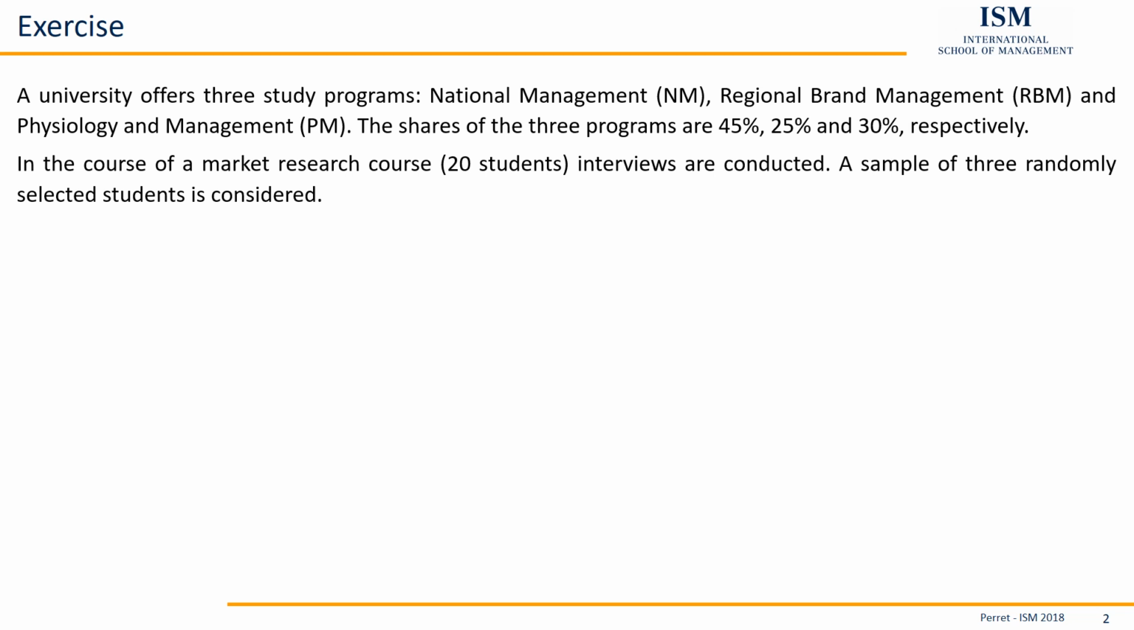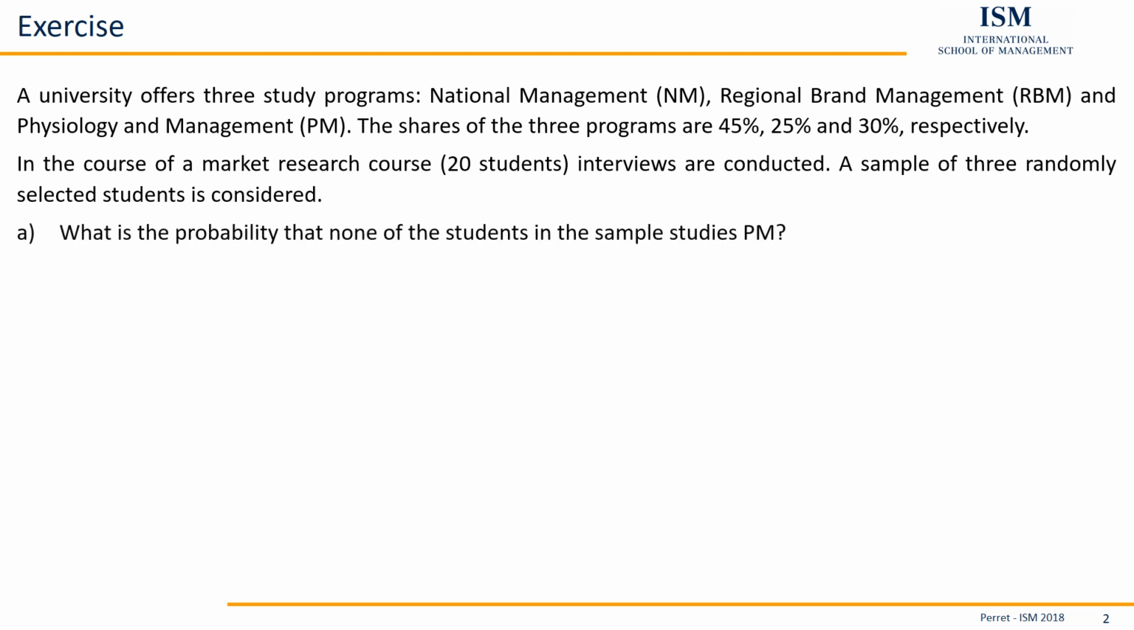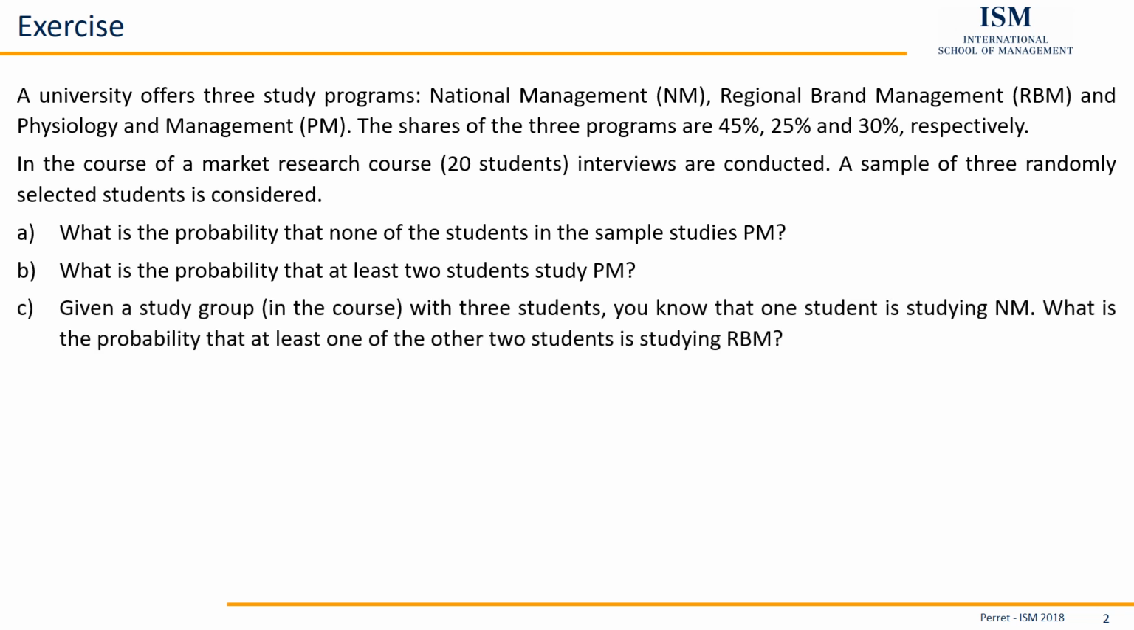Our tasks now: first, what is the probability that none of the students in the sample study PM? Then, what is the probability that at least 2 students study PM? And finally, given a study group in a course with 3 students, you know that 1 student is already studying NM. What is the probability that at least 1 of the other 2 students is studying RBM?